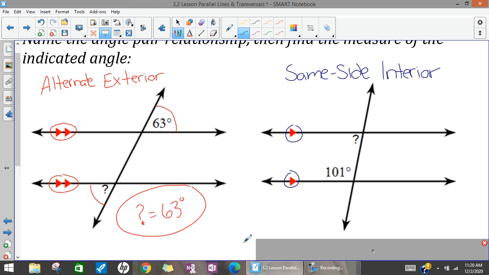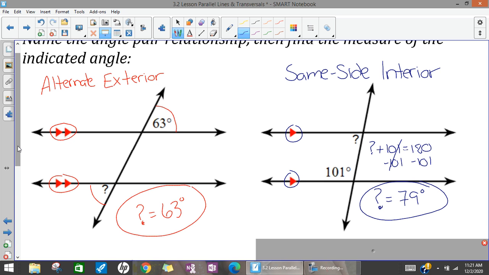That means they add to 180. So they're not congruent. They're not the same size. They're going to be different. But we know that they add to 180. So I can say question mark plus 101 equals 180. I'll subtract 101, and I'll get this angle to be 79 degrees. And of course, 79 and 101 add to 180.